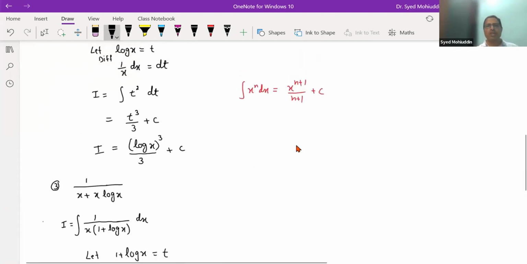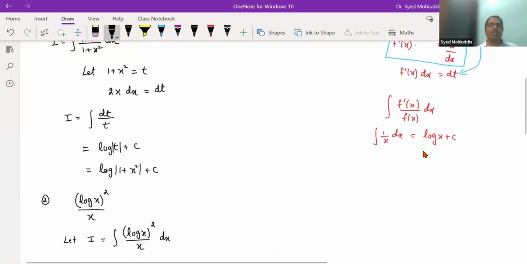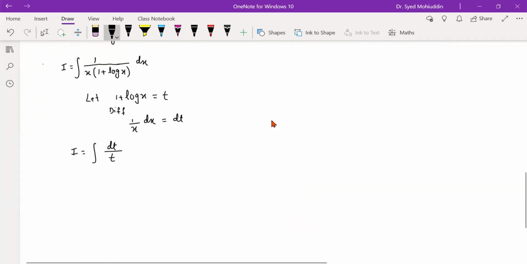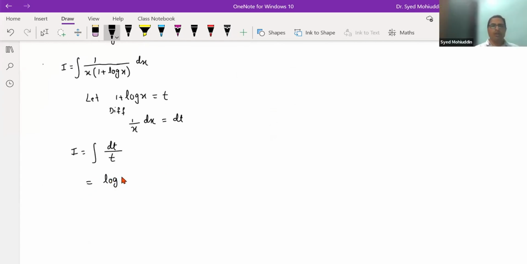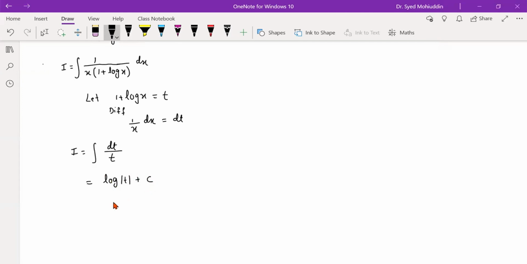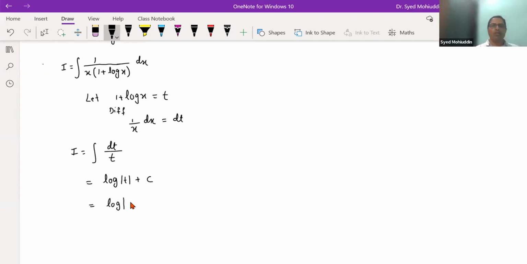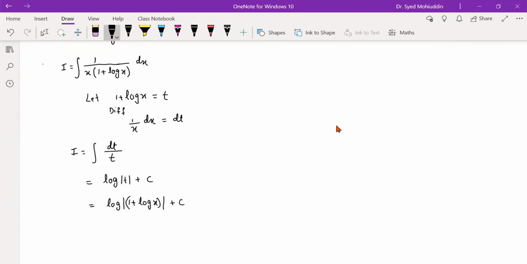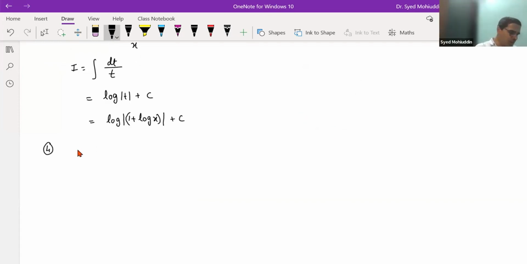Is it not the dx by x form? Already written it here, it is a formula. So therefore you'll be getting log of mod t, plus c. But we know the value of t over here, which is nothing but log of mod value, plus the constant of integration c. That will be the required solution. Getting it? Next question. So given what?